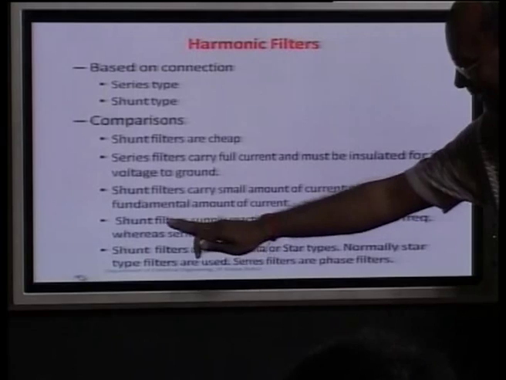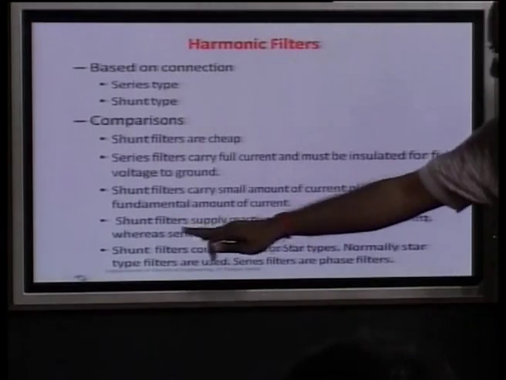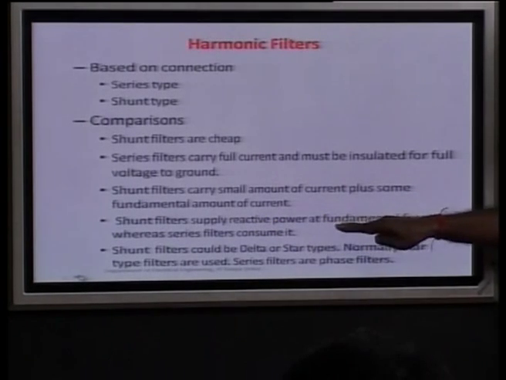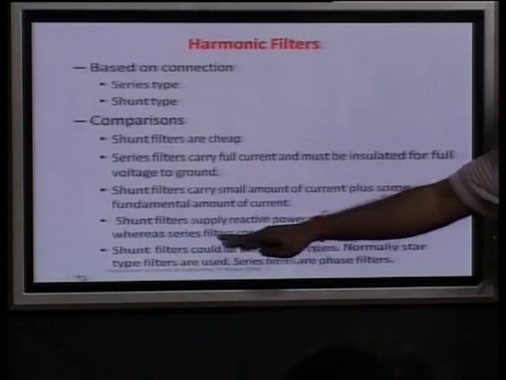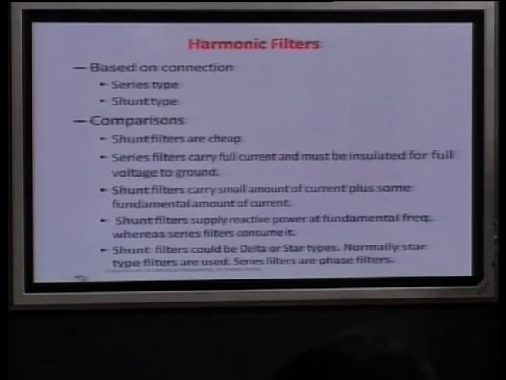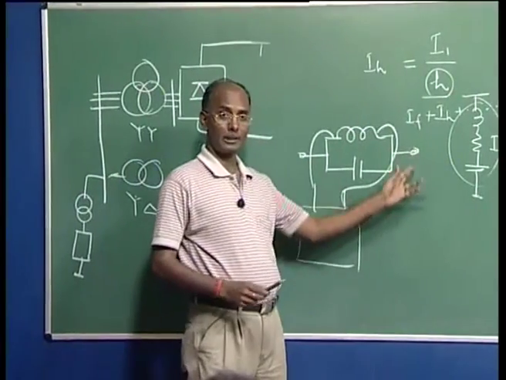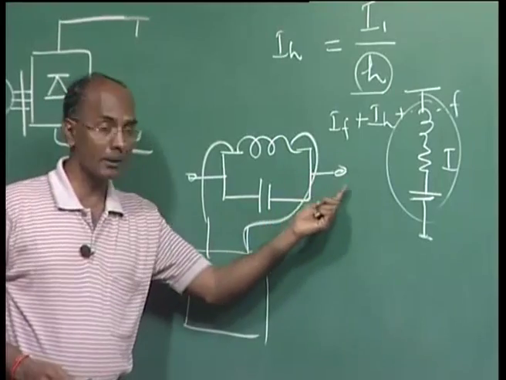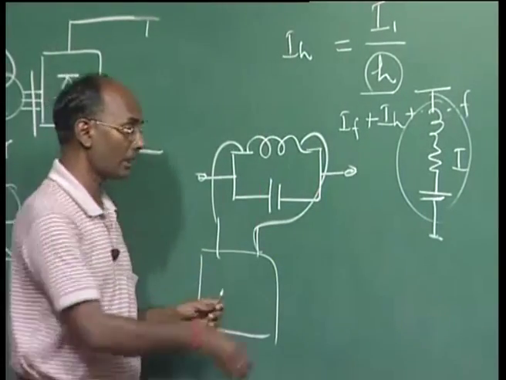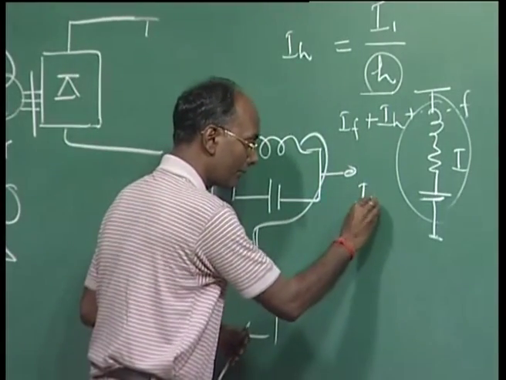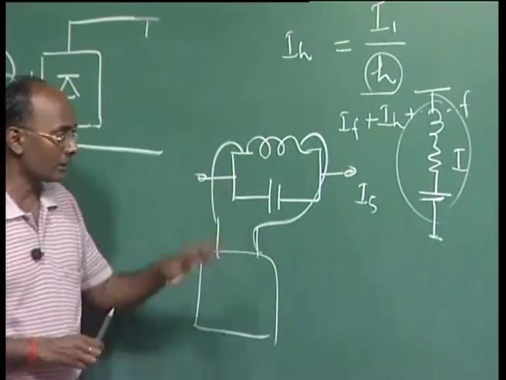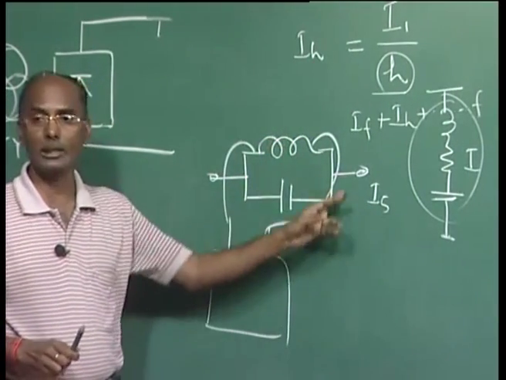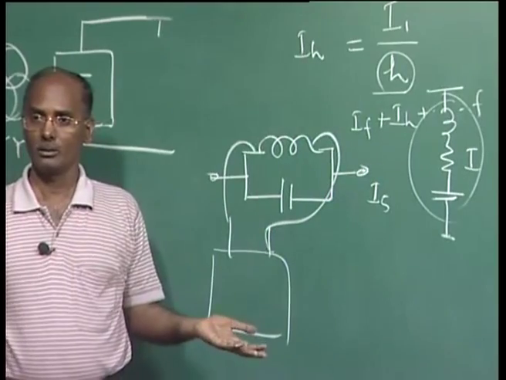And the best advantage here is that the shunt filters supply reactive power at the fundamental frequency, whereas the series filter consumes it. Now, suppose it is designed to offer an open circuit for a certain component. Let us suppose our fifth harmonic current I5 should not flow, meaning the impedance will be such that for the fifth component the effective impedance will be infinite.